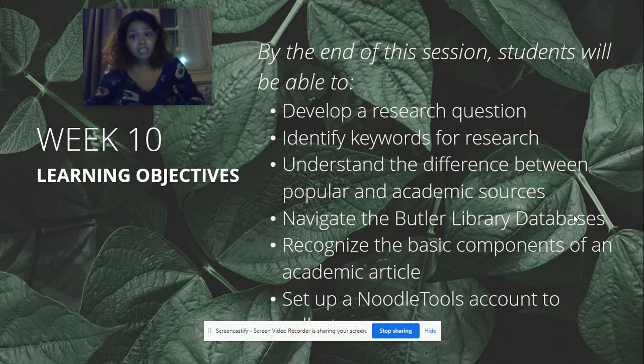I want you to identify keywords for research. I want you to understand the difference between popular and academic sources, navigate the Butler Library databases to find those sources, recognize the basic components of an academic article, and set up a Noodle Tools account to help you keep track of your sources.